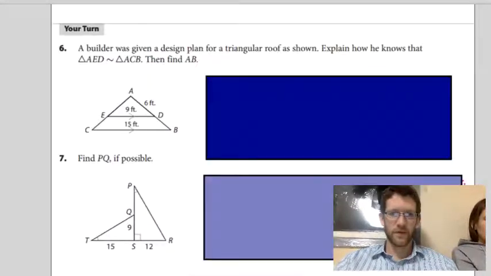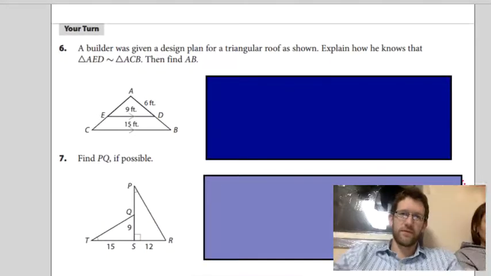Okay. See if you can do 6 and or 7 real quick. So pause here.